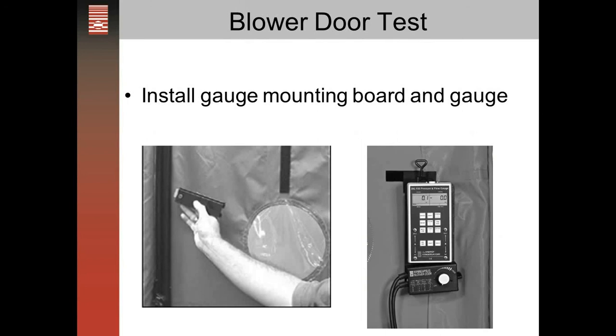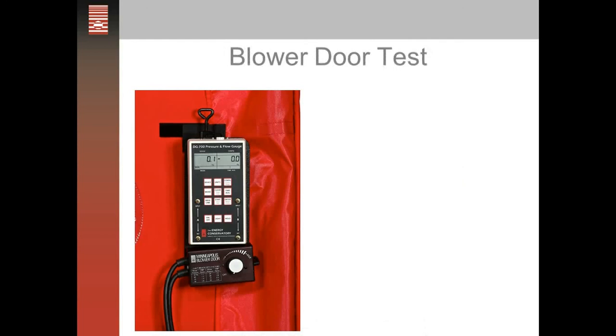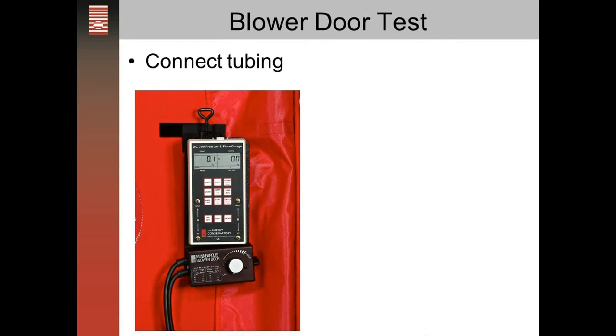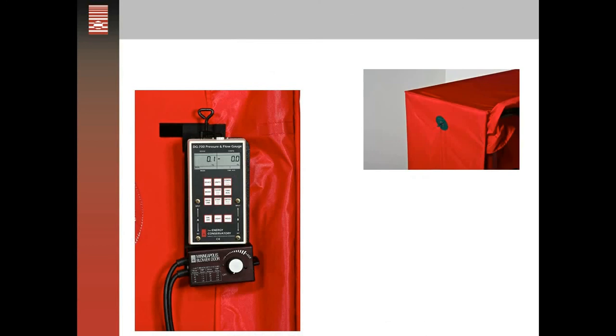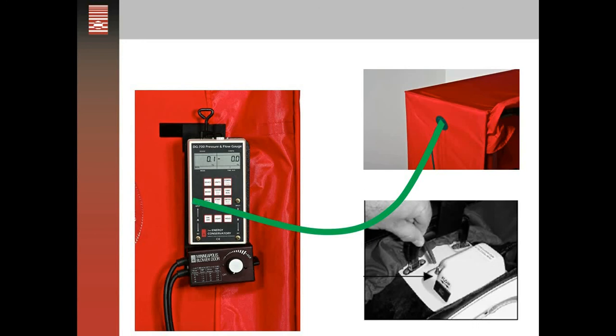Then we'll install the gauge mounting board and the gauge. The next step will be to connect the tubing, and on each side of the TEC Trainer, on the upper corners on the side, is a green patch and a bulkhead. So the brass nipple, like you see on the gauge, will be sticking out there to allow you to connect the tubing up. So we'll connect the green tubing to that side, and then to the fan we'll run our red tubing.